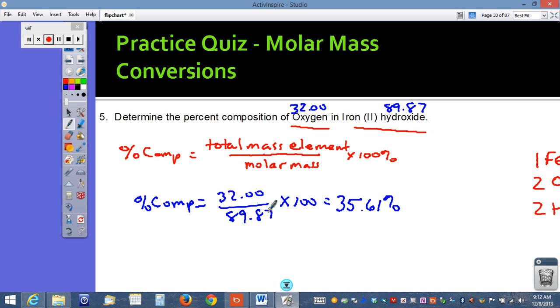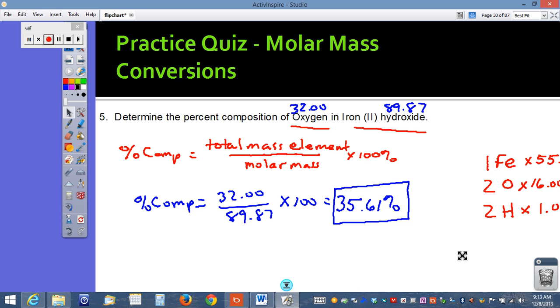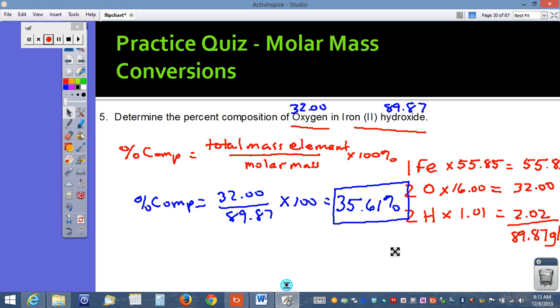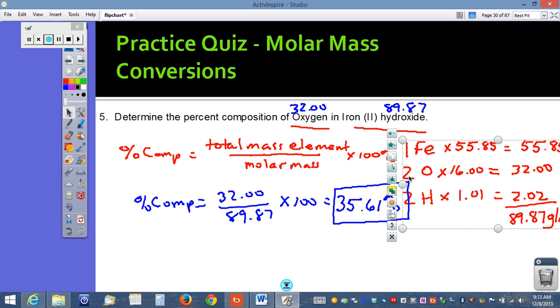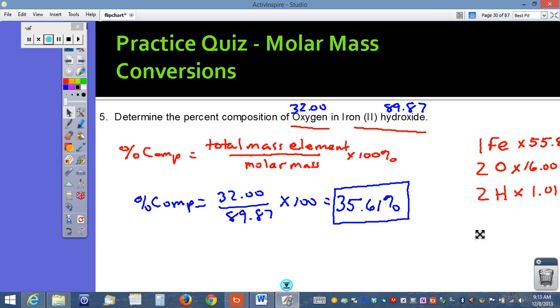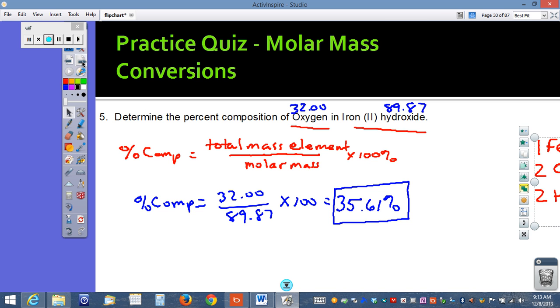4 sig figs, 4 sig figs. This isn't exact. This is my overall answer. Now you might say, well, why the 32? Why not 16? Once again, we want to get the total mass of the element in the compound. Since there's 2 oxygens, it's not just 16, it's 32. That's the total of all the oxygen put together.